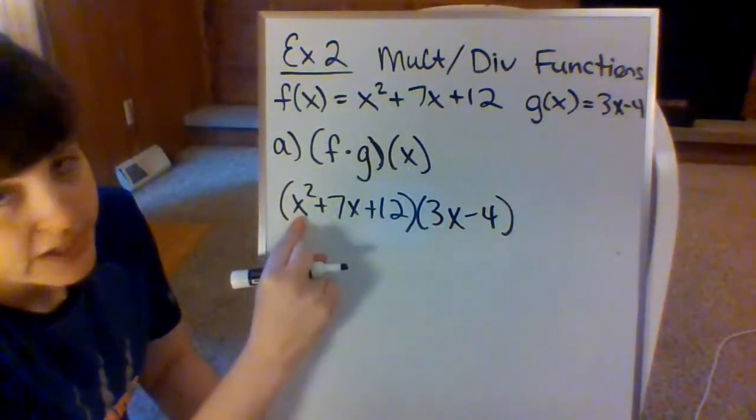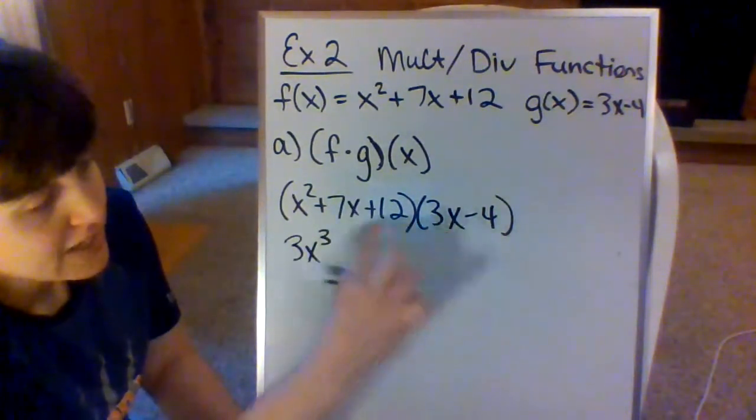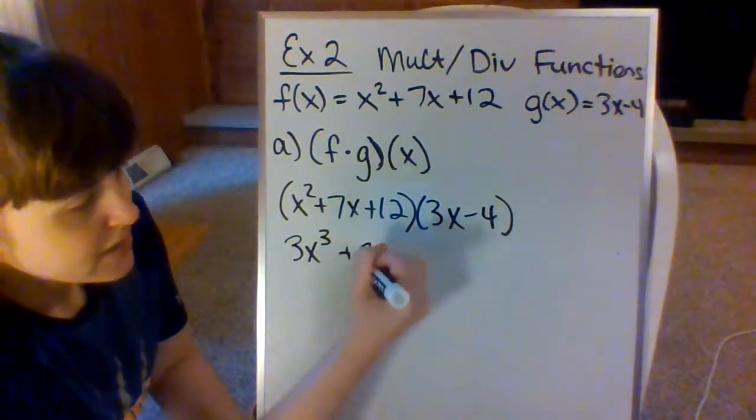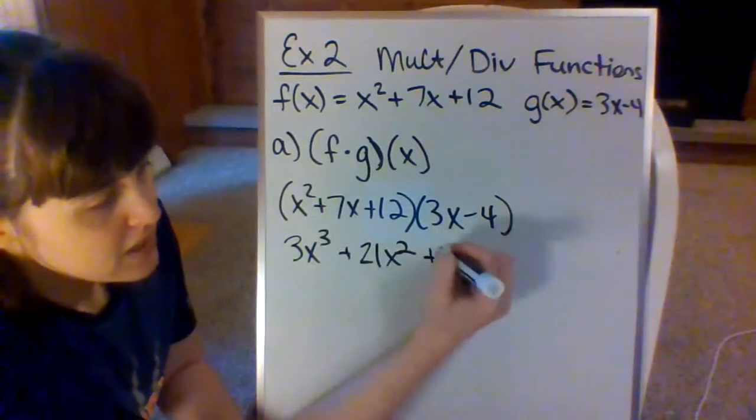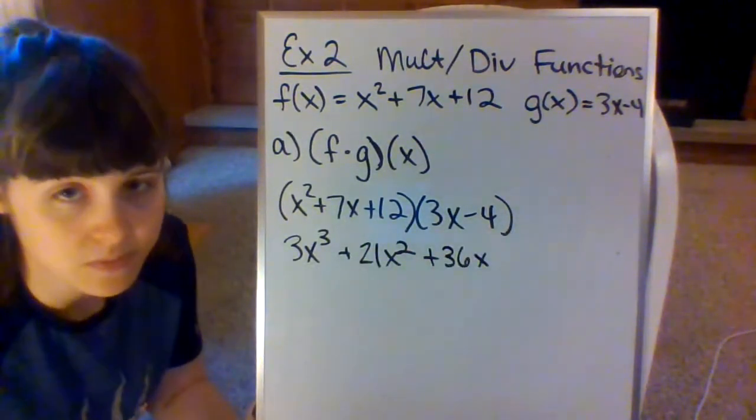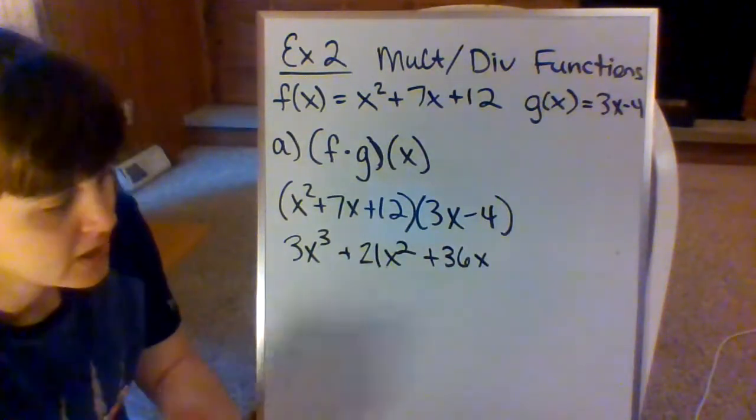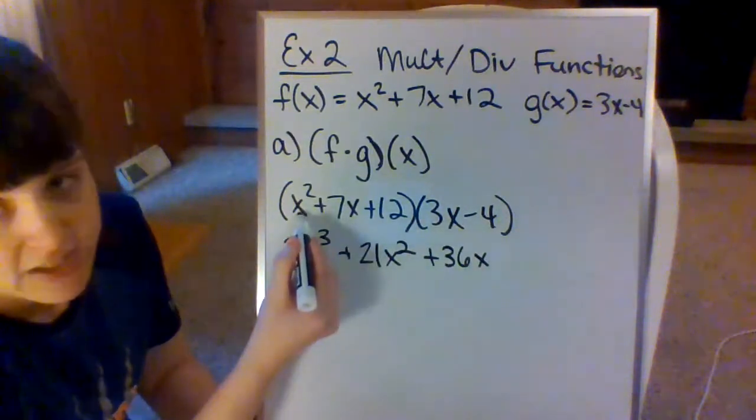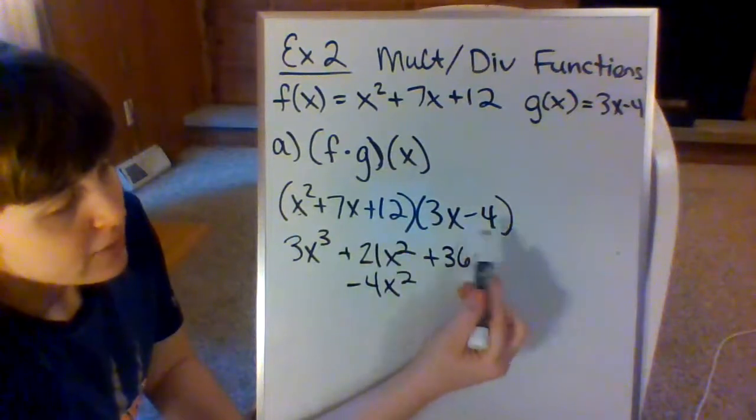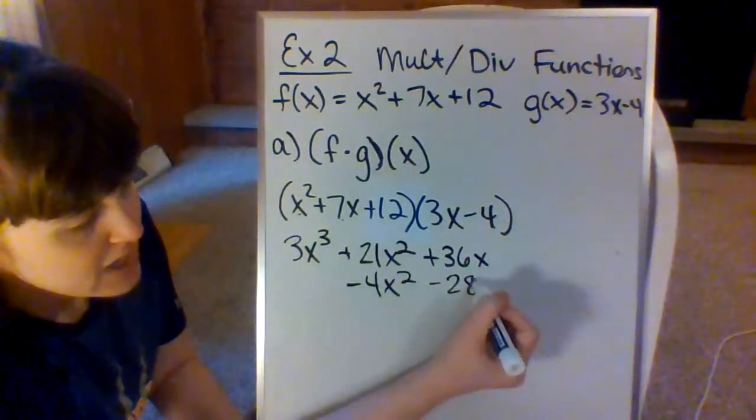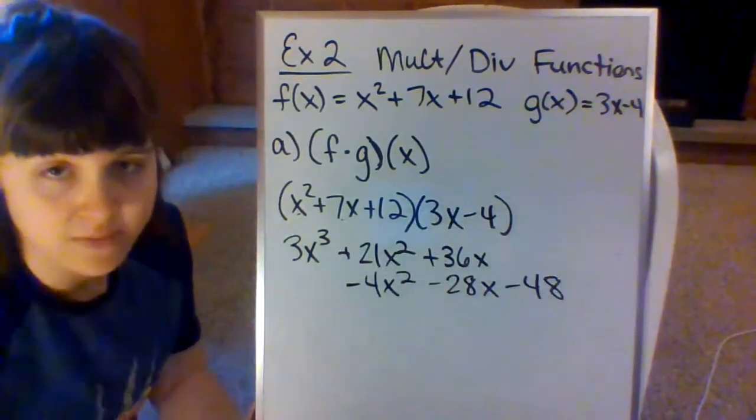Okay, so 3x times x squared is 3x to the third. 3x times 7x is 21x squared. 3x times 12 is 36x. Okay, now we're going to come back and multiply everything by negative 4. So negative 4 times x squared is negative 4x squared. Negative 4 times 7x is negative 28x. And negative 4 times 12 is negative 48.